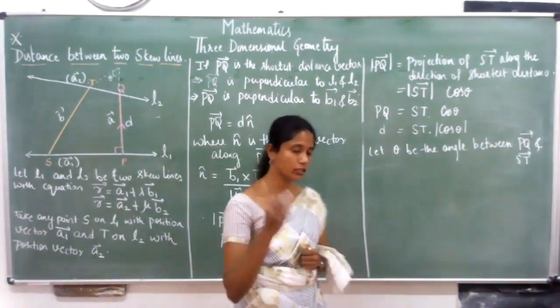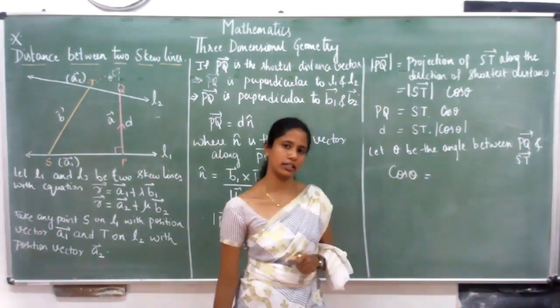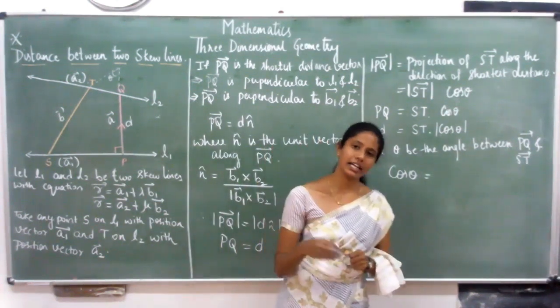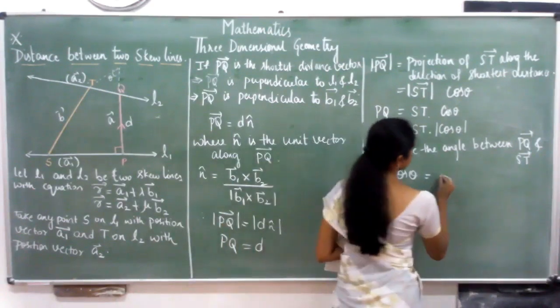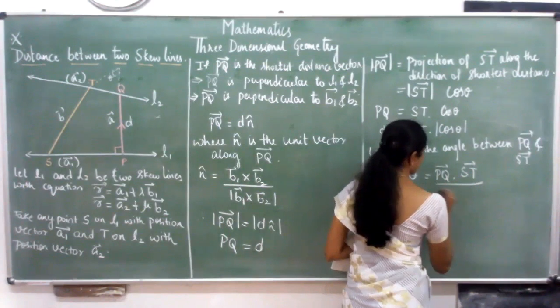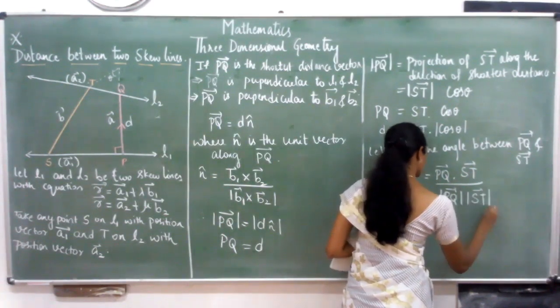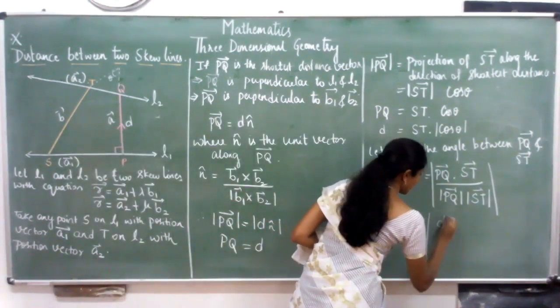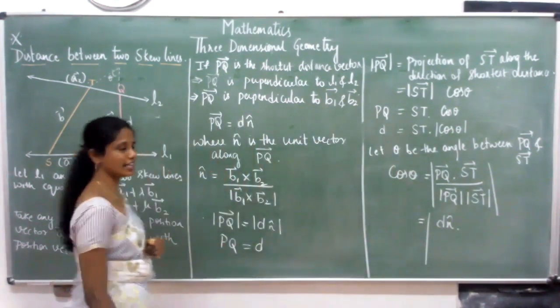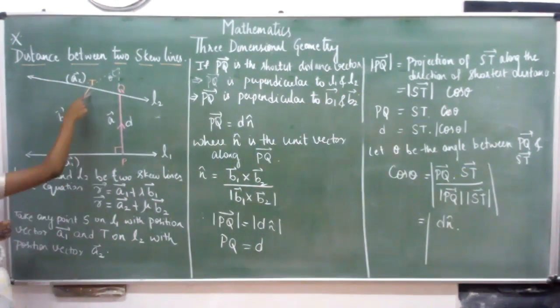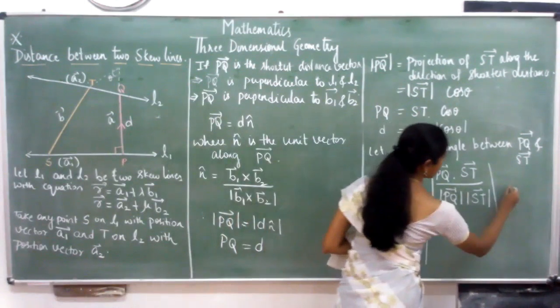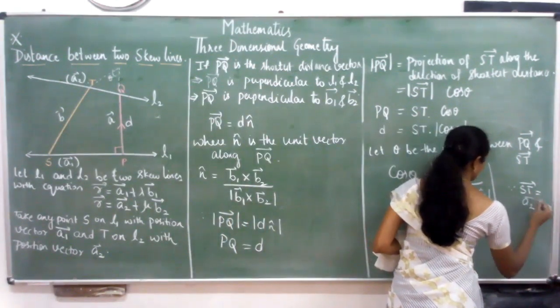We already know the angle between two vectors is given by cos theta equal to vector A dot vector B by magnitude of vector A into magnitude of vector B. Here I am going to use the same formula, where vector A is represented by PQ and vector B by vector ST. So it is vector PQ dot vector ST by magnitude of vector PQ into magnitude of vector ST. What is vector PQ? Vector PQ is given by D into n cap. Now ST is a vector joining two points, which is given by subtracting: ST is A2 minus A1.